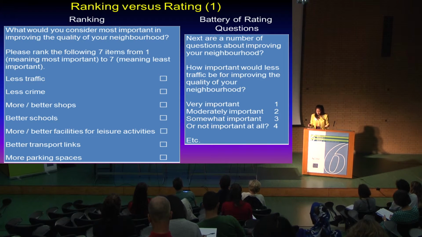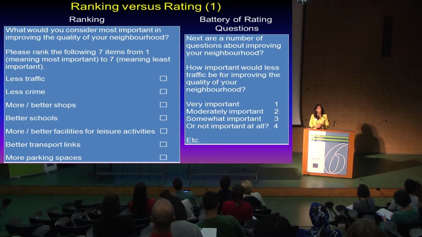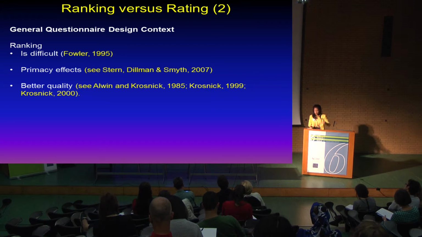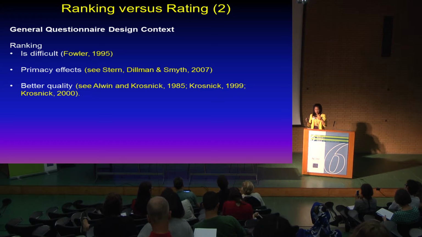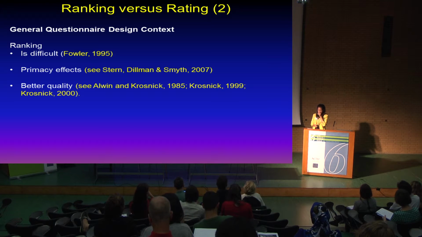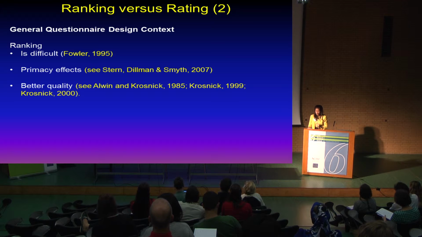So what do we know in general about ranking versus rating? Ranking demands considerable concentration, sophistication, particularly as the list gets long. Ranking results can be affected by primacy effects. Ranking produces better data than rating, supposedly, according to some authors. So despite some of the difficulties, it's actually been shown to have higher test-retest reliability and cross-sectional reliability, higher validity of factor structure, and respondents are less likely to answer in an incorrect format.